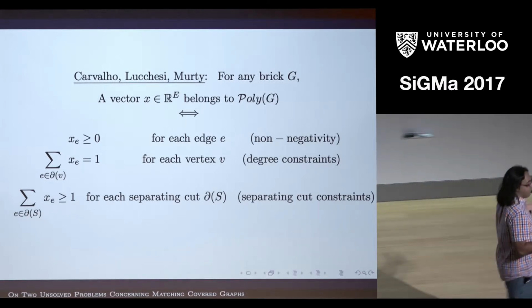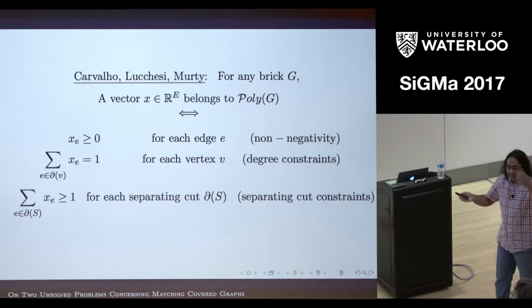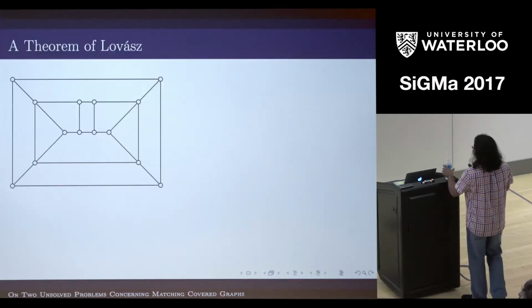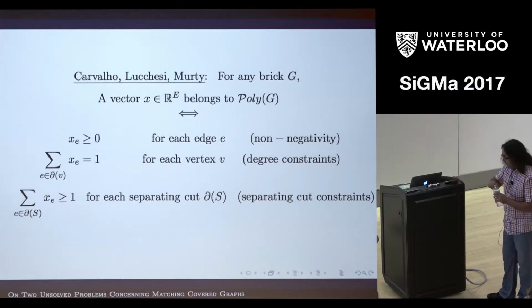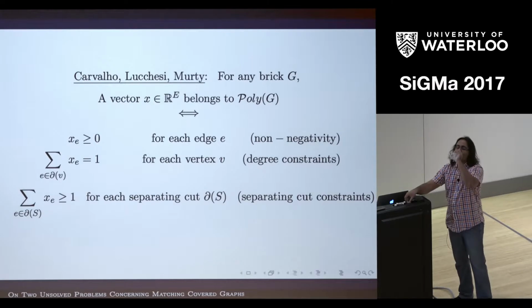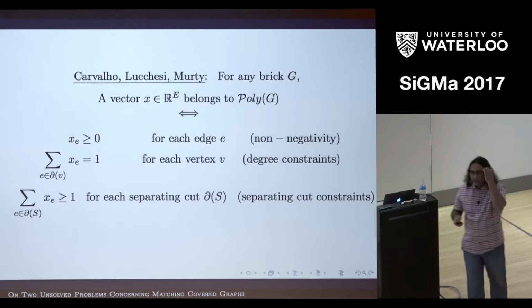So in particular, if your graph had no separating cuts, then you wouldn't need any of these constraints, and that is exactly what the solid bricks are. Okay. So that's one of the problems we are looking at, characterizing the solid bricks. Let me tell you about another problem which comes from the theory of matching covered graphs.